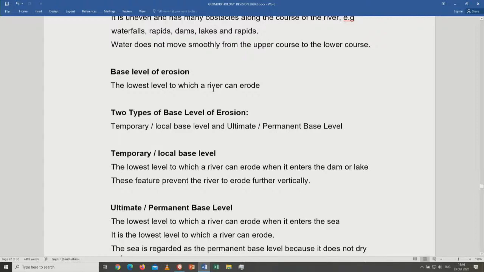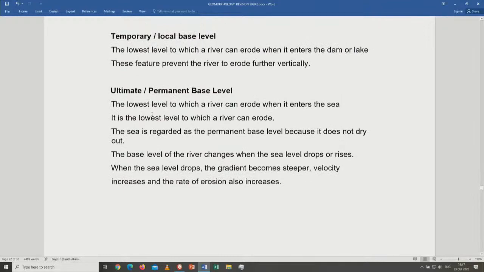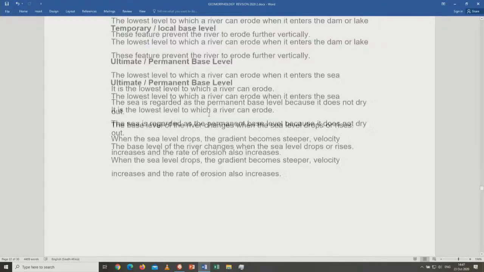That's a base level of erosion. And we're having types of base levels, which is the temporary and local base level and the ultimate or permanent base level. Permanent base level, it's a sea, inside the sea. That's a permanent one. The lowest point in which a river can erode is inside the sea.